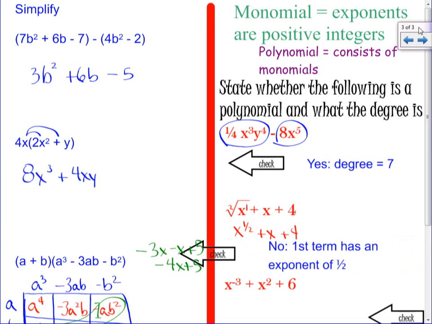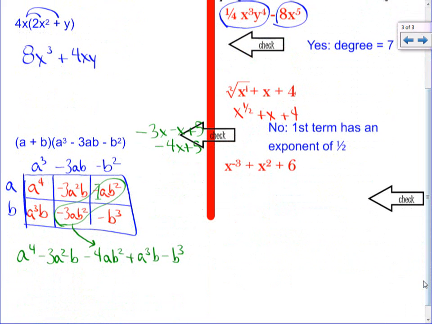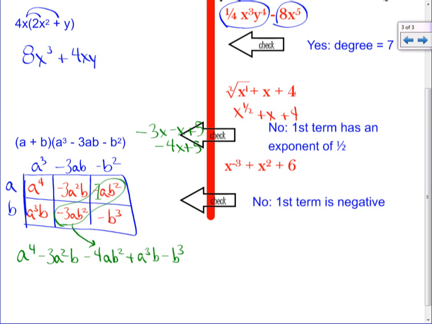Okay, and the last one. Yes or no, polynomial? No. What makes it not? -3. The -3 makes it not a polynomial. Questions?